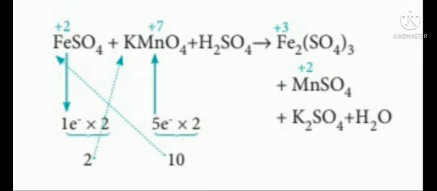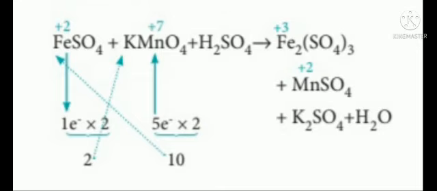Below FeSO4, we have 1 electron into 2, which is equal to 2. Hence, Fe loses 1 electron, so we use 1 electron. Therefore, 1 electron into 2 is equal to 2. Below KMnO4, we have 5 electrons into 2, which is equal to 10. Hence, Mn gains 5 electrons, so we use 5 electrons. Therefore, 5 electrons into 2 is equal to 10.